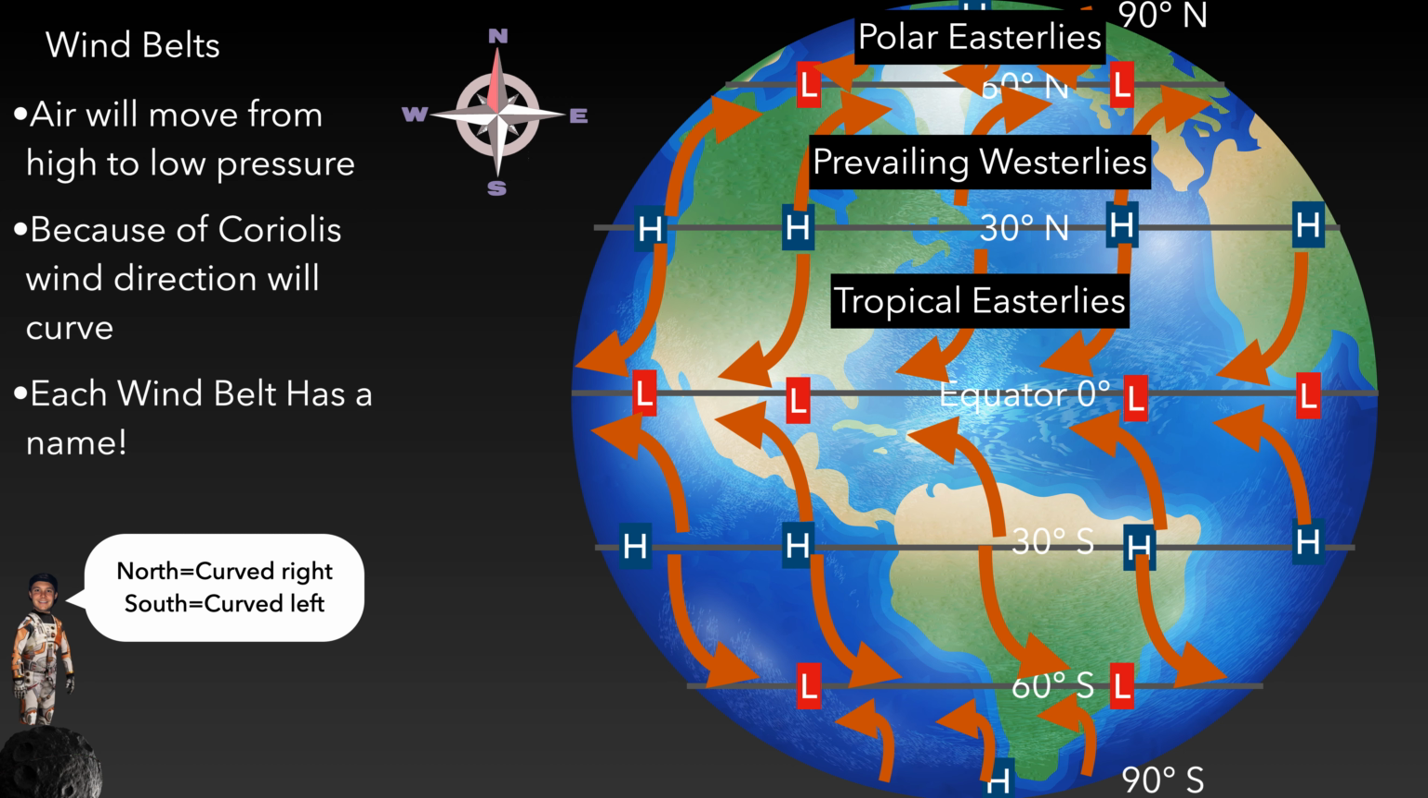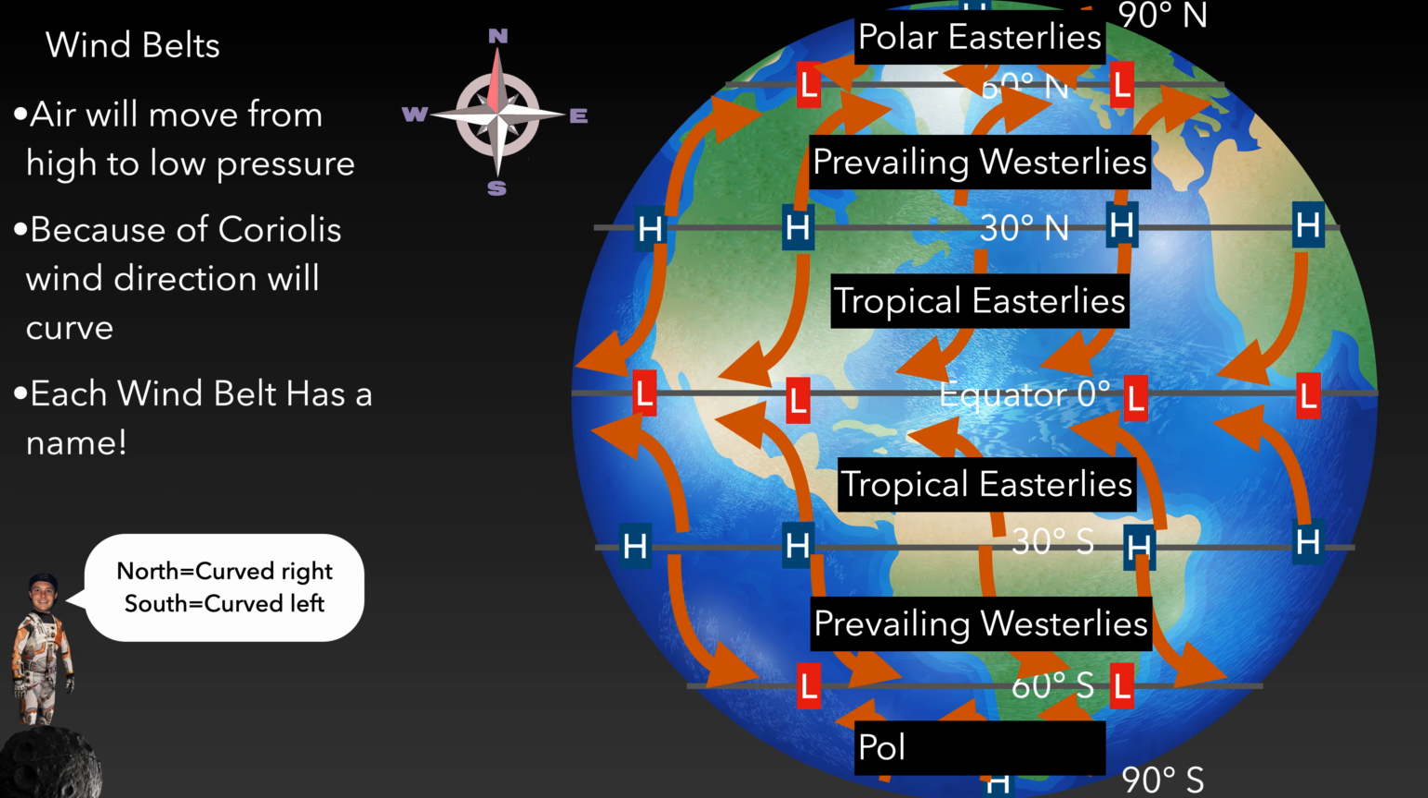Up near the North Pole, you have the polar easterlies because those winds are coming from the east and are near the pole. Now, to make this convenient, the names in the southern hemisphere are again identical, because they're going in the same direction and are at about the same latitudes, just in the southern hemisphere. It's easy to name them the same names.